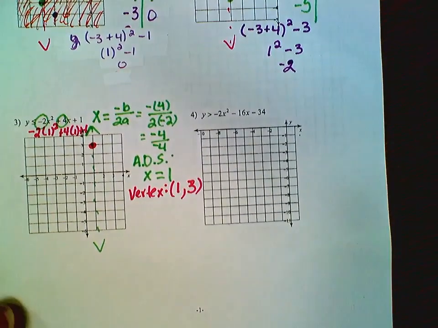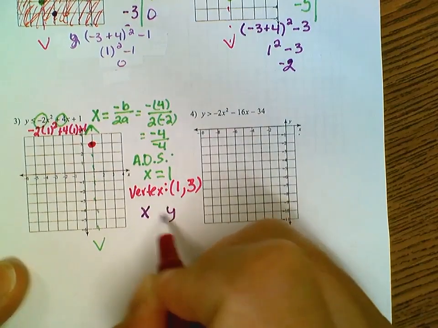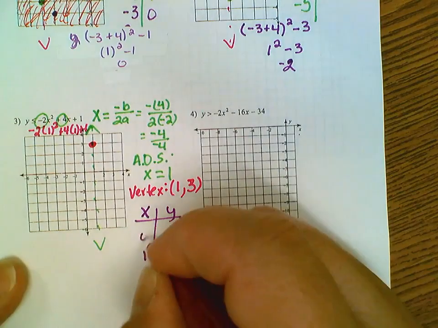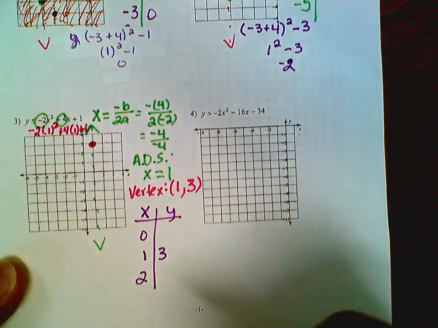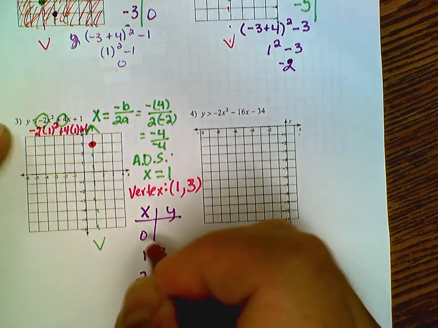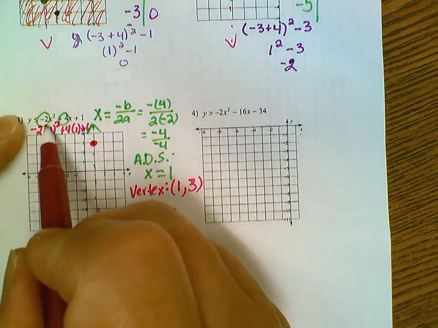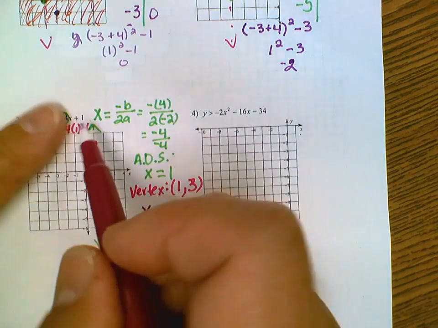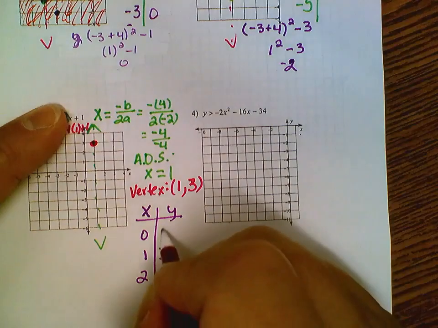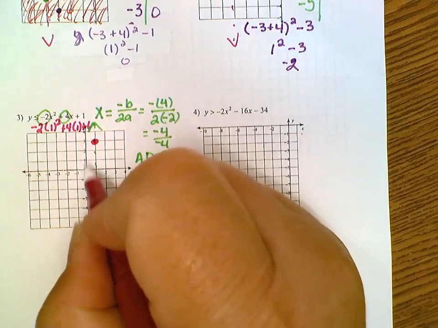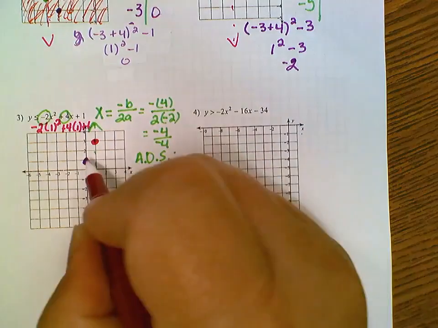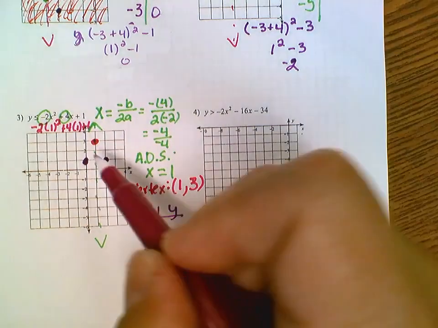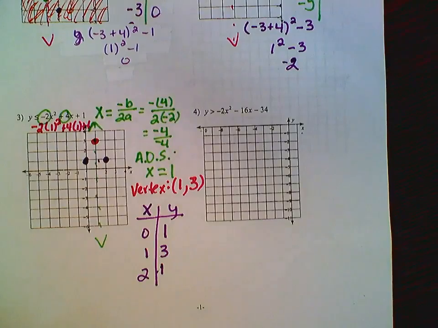So my next step is going to be to make a table. My vertex is 1, 3. So x values on either side are 0 and 2. 0 is nice and easy to substitute. So that's going to be 0 times negative 2 is 0. 0 times 4 is 0. Plus 1 is 1. So I have 0, 1. And then I'll use my axis of symmetry, plot 2, 1. And then I can keep going downward.